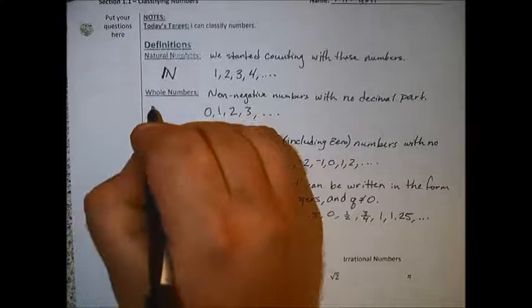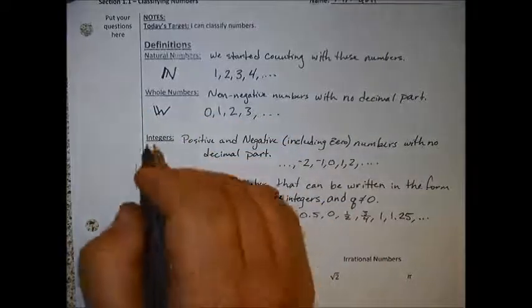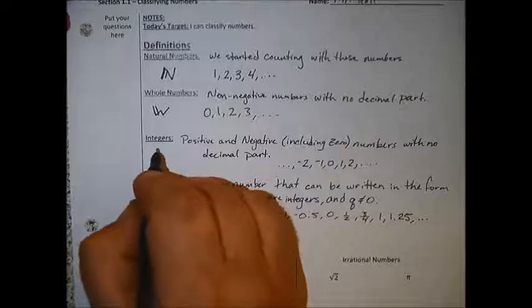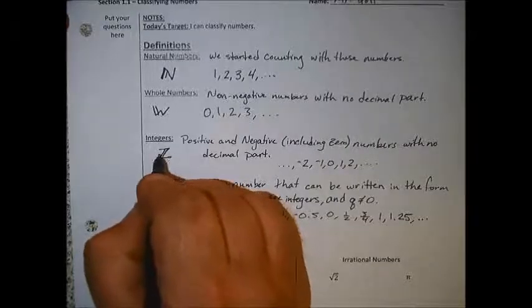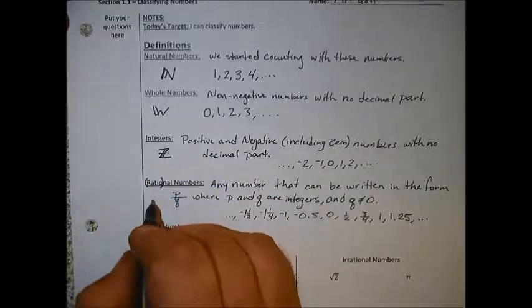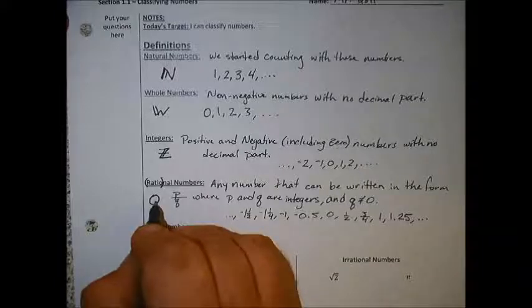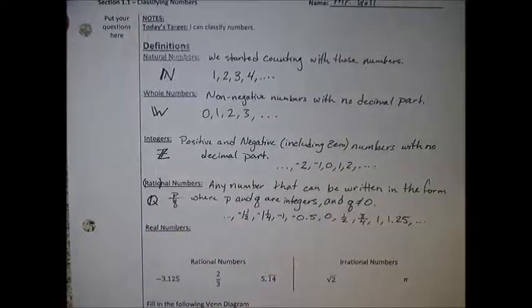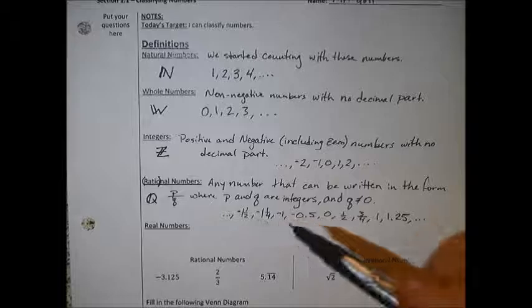Whole numbers, put a double bar on the first leg, write a W. Integers, for some strange reason, we use the letter Z. Okay, and we double bar the middle part going down. Rational numbers, again, kind of a strange letter for it, but we use the letter Q. Kind of just put a bar in the middle there. And those are the main sets of numbers that we're going to work with.